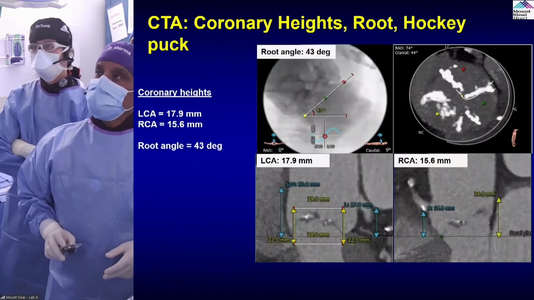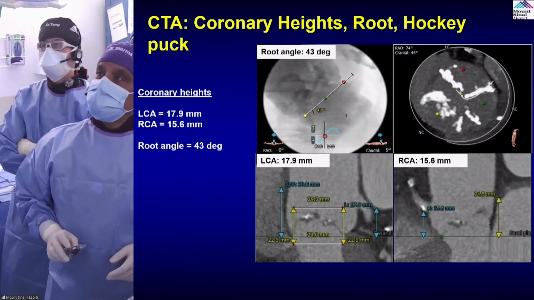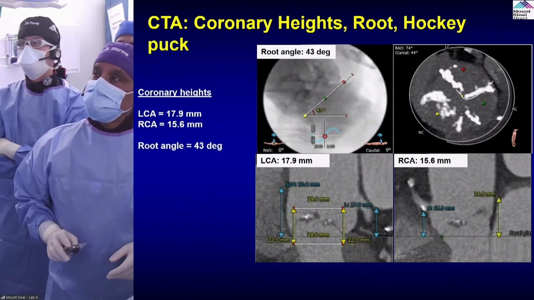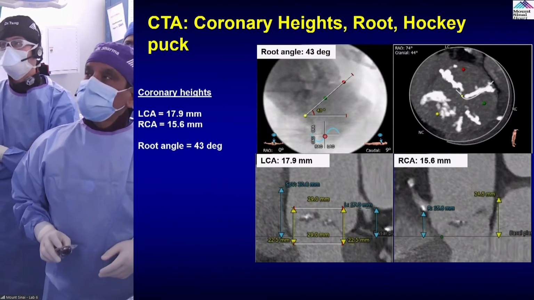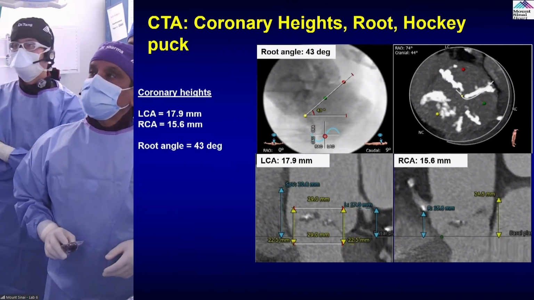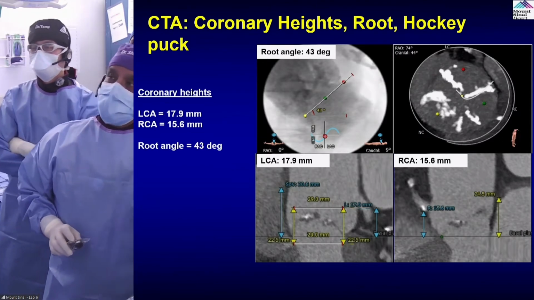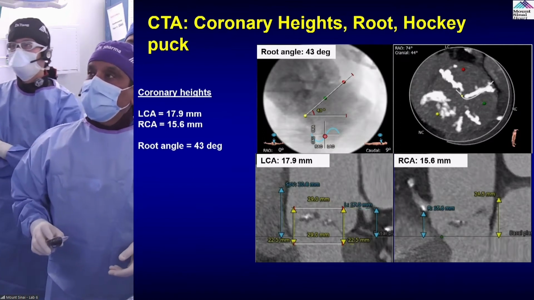Next slide. Again, just to show you, that's the hockey puck view. You can see the raphe at the 2 o'clock position. The upper right panel is not like a big spear. Certainly there is calcification, but we think you should be able to open it up with pre-ballooning and balloon expansion. Next slide. And the coronary heights are well, you can see that it is quite effaced. Next slide.